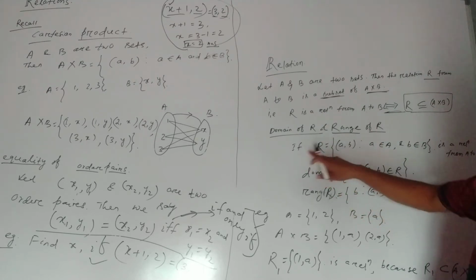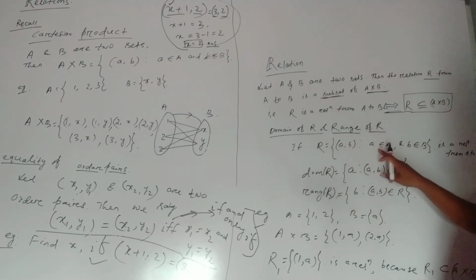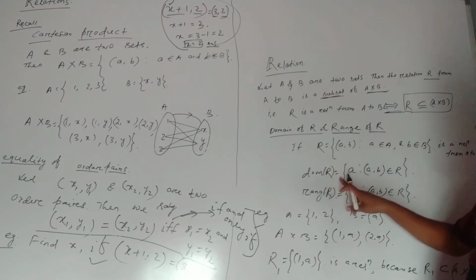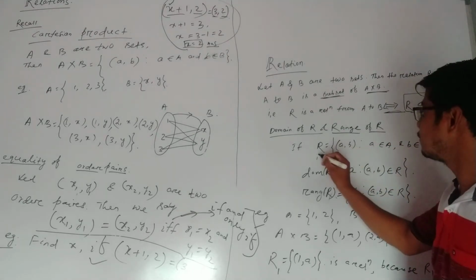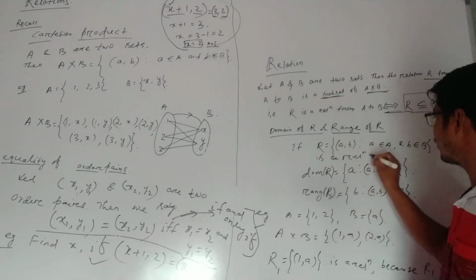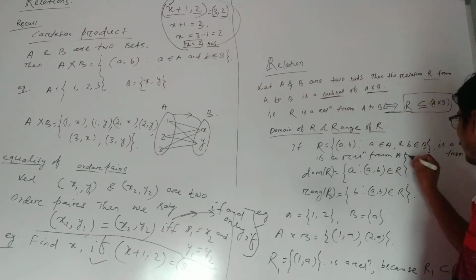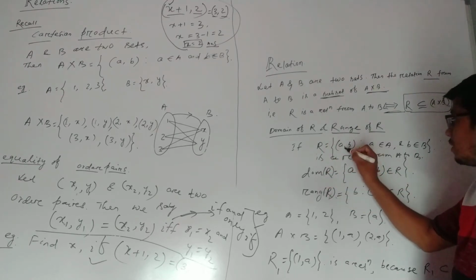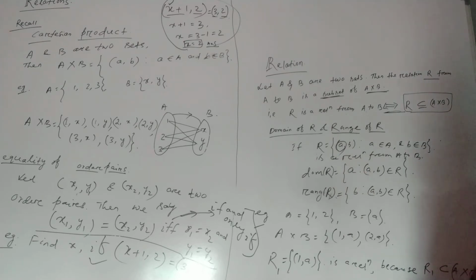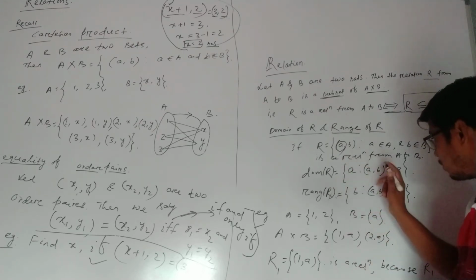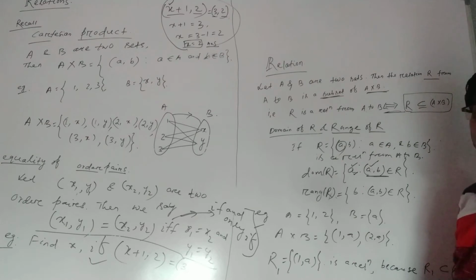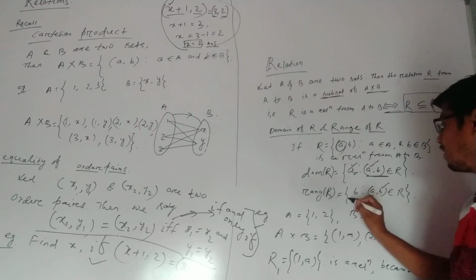If R is a relation, with ordered pairs (a, b), where a belongs to A and b belongs to B, is a relation from A to B. The domain of R is the collection of the first components of these ordered pairs, and the collection of the second components is the range of R.